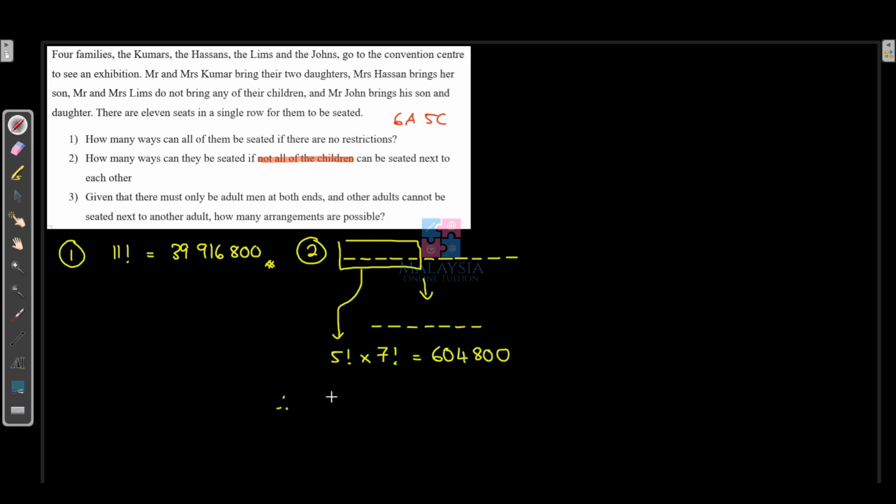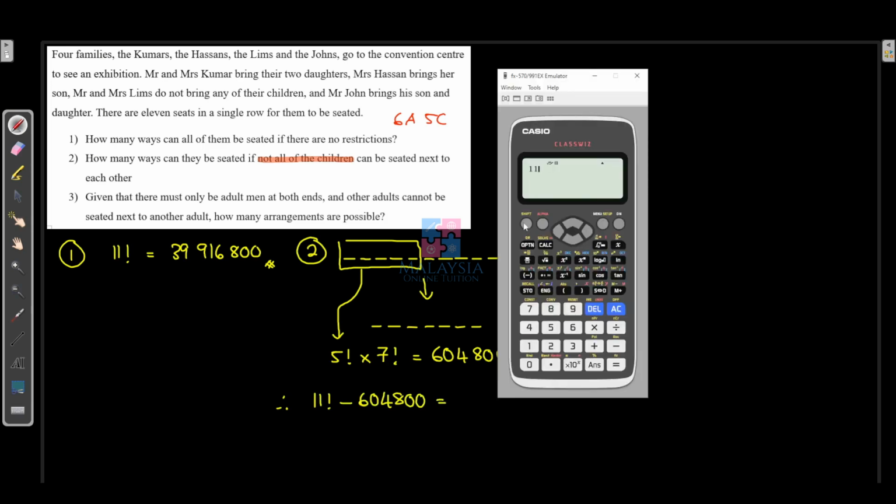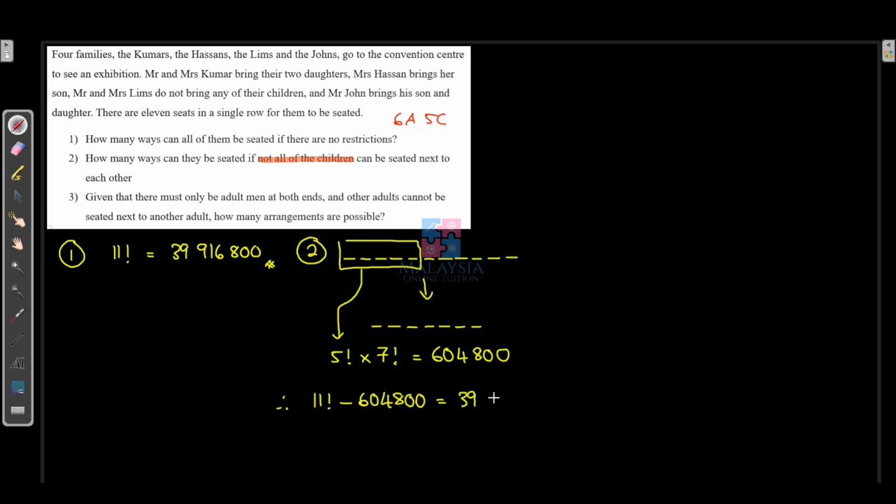Remember that this is what we don't want. So now we need to take the total from part 1, which is 11 factorial, minus 604,800. So 11 factorial minus the answer, we get 39,312,000. This is the final answer for question number 5, part 2.